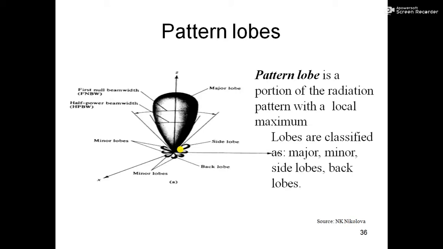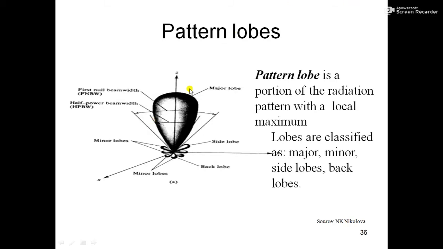Side lobe, minor lobe, back lobe, these are all similar things, just the name is different. Everything other than the major lobe is called a minor lobe, and the minor lobes which are at the side are called side lobes, the minor lobes which are at the back side are called back lobes, and so on.